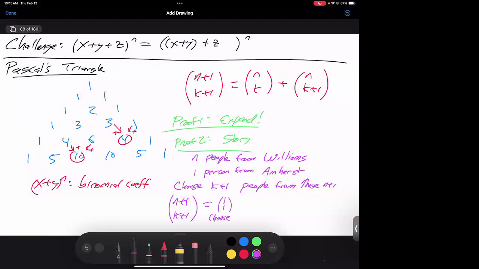I choose the Amherst person. I need to get up to k plus 1 people. I've already chosen one. How many Williams students do I need? K. So how many ways can I choose k Williams students from n Williams students? N choose k. Or we could be in the situation when we don't have the Amherst student. How many ways are there not to choose the Amherst student?